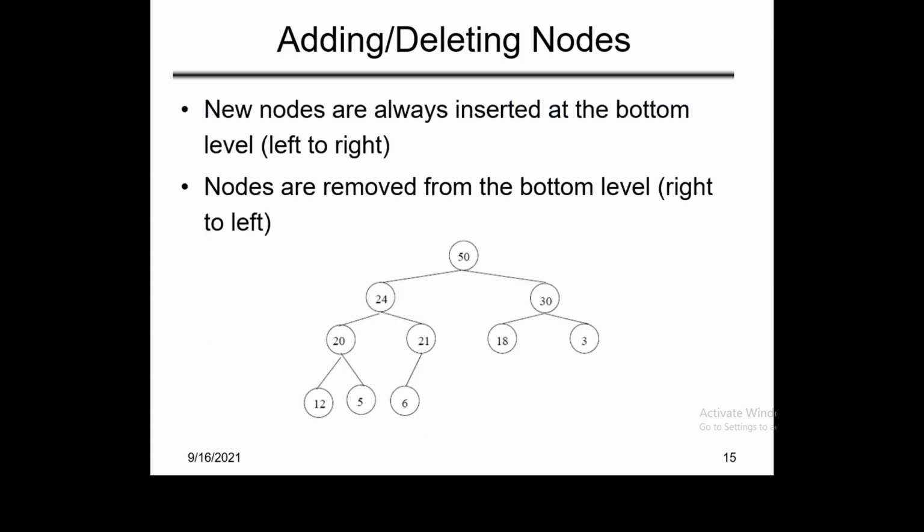Now, if we want to delete or add a node in a heap, new nodes are always inserted at the bottom. In this scenario, if I want to add a new value, where will it go? It is filled up to this level. The next node will come here, then here, then here, then here. So we create the nodes or fill the heap from left to right only. Until the previous level is completely full, we will not go to the next level, and the filling will be from left to right. In the same way, nodes are removed from the bottom level from right to left. Let's say this is the last one, so this will be removed.